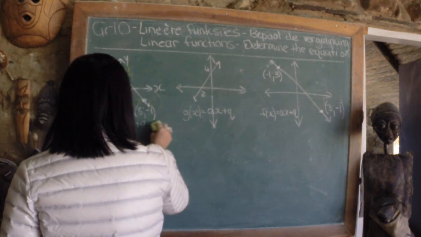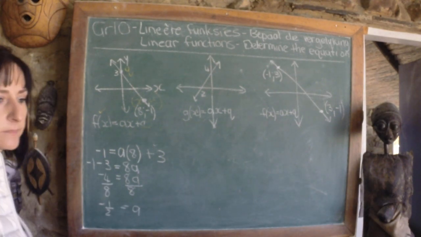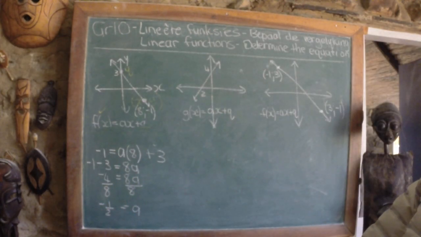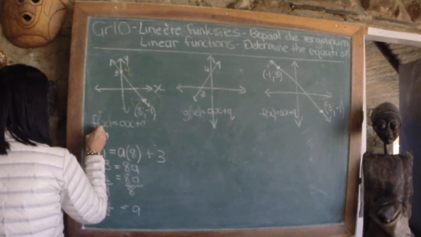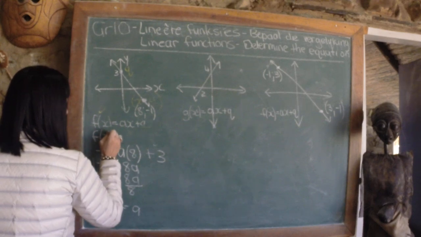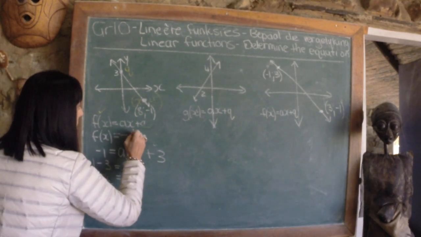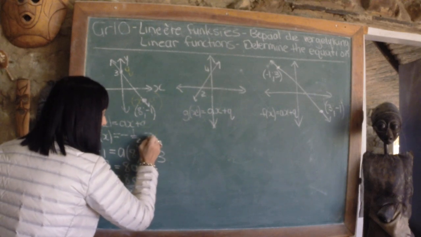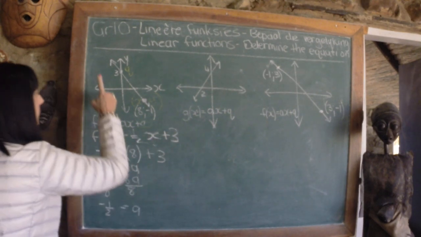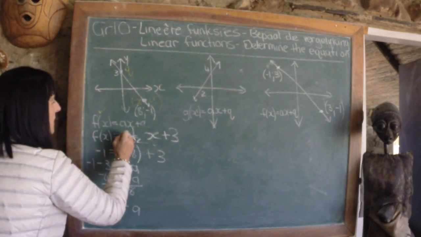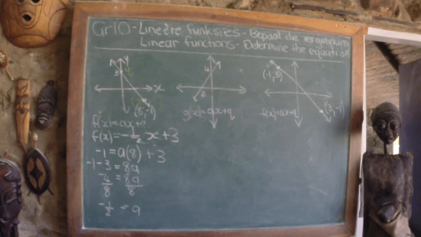Nou kan ek my f(x) gaan neerskryf. Let's write down my f(x) that I've determined just now as f(x), got the value of a, equals minus 1/2 x plus q. En daar het ek my afdraande lyn funksie in sy standaard vorm in the way that I've asked it.